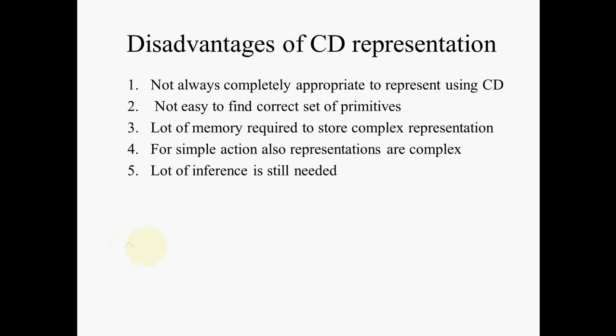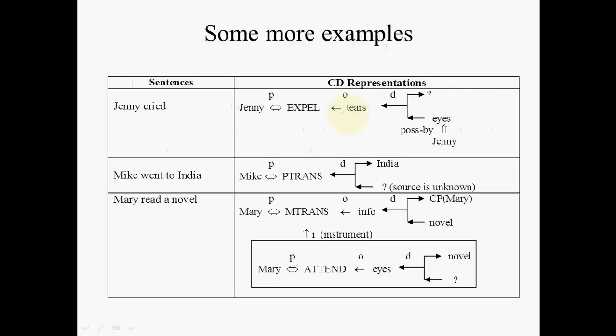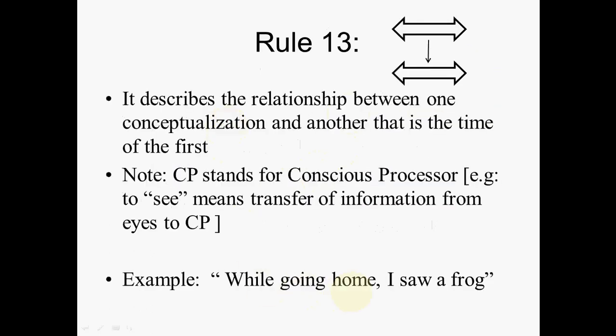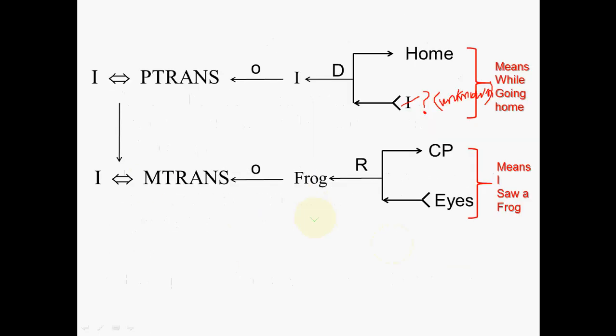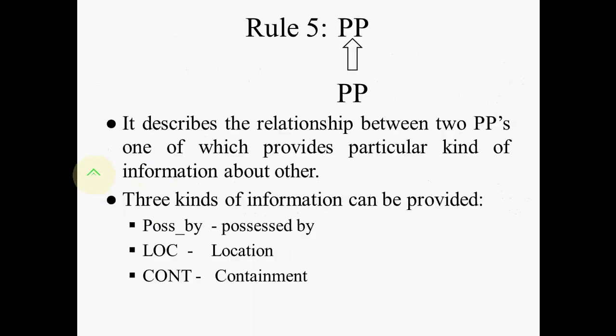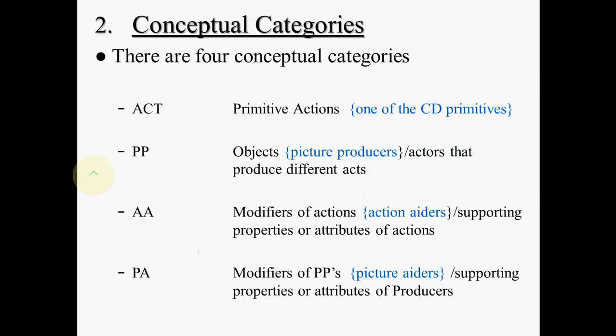The second disadvantage is it is not easy to find the correct set of primitives. As I've told you, now in this example, while going home I saw a frog. You said it is M-trans. For seeing something you said it is M-trans, but can I use something else? Let's go back and check some primitives that we had discussed, specifically here.